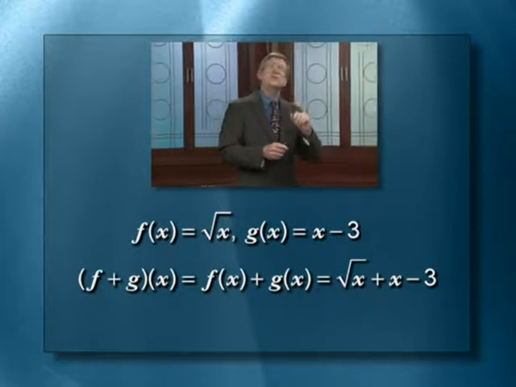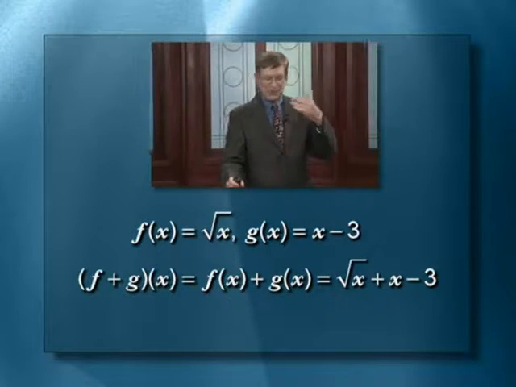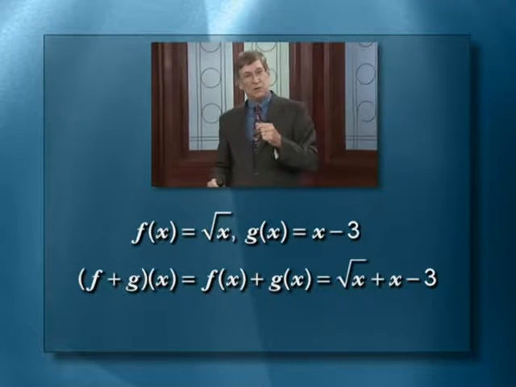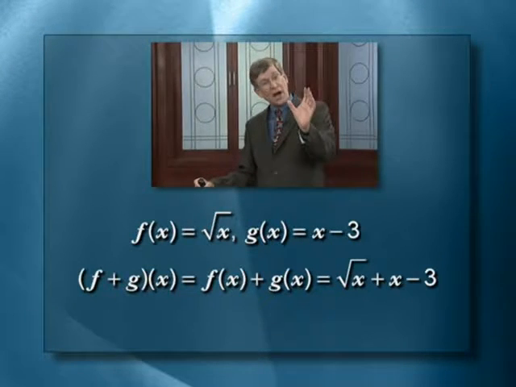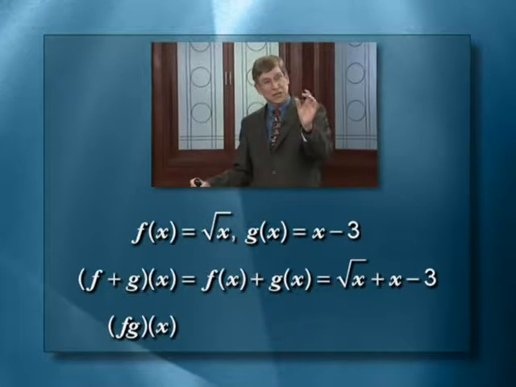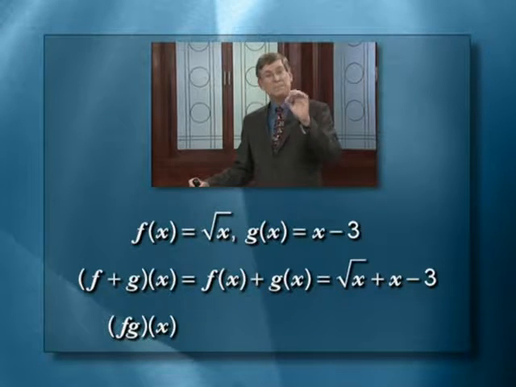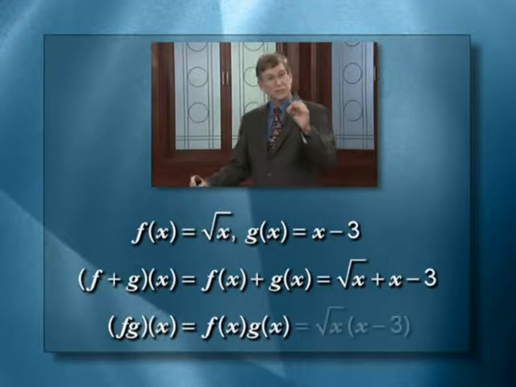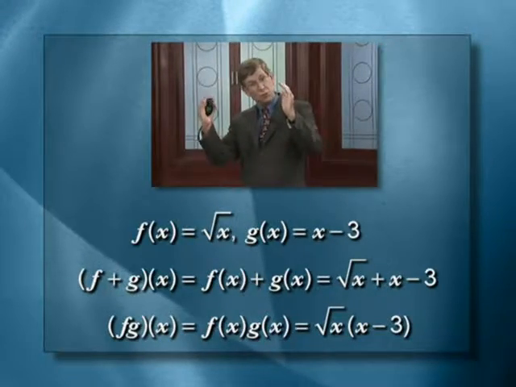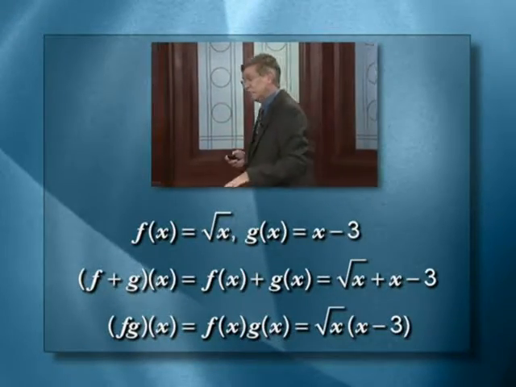Okay, you can also multiply two functions. For example, using those same two, f of x equals square root of x and g of x equals x minus 3, their product, f times g evaluated at x, means f of x times g of x. So the answer would be square root of x times the quantity x minus 3. So addition, subtraction, multiplication, and division of functions is pretty straightforward.